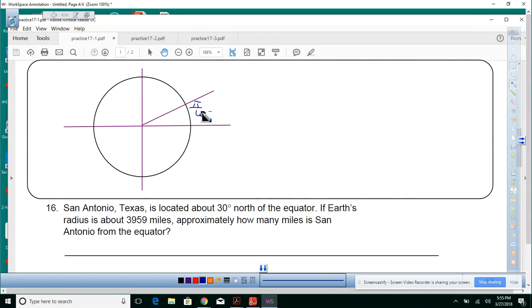Pi over 6. If the Earth's radius is about 3,959 miles, how many miles is San Antonio from the equator? So it's saying that this right here is 3,959 miles. Okay, and if this is only this far up, it's pi over 6, I'm thinking we've got 3,959 times pi over 6. See what we get.